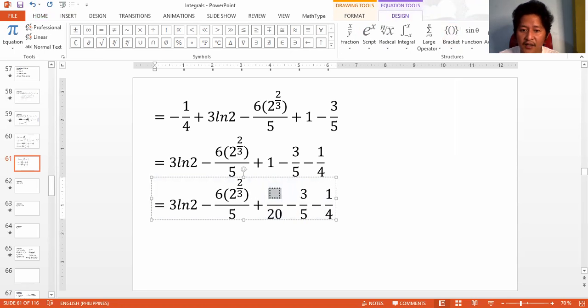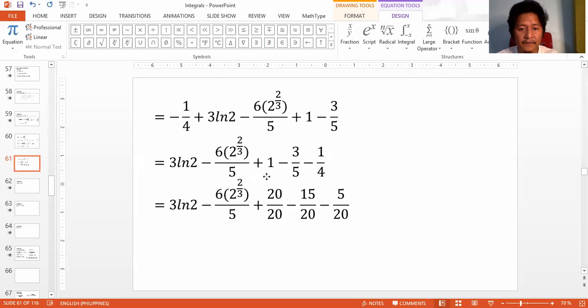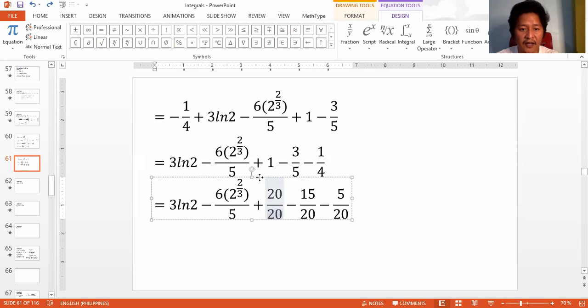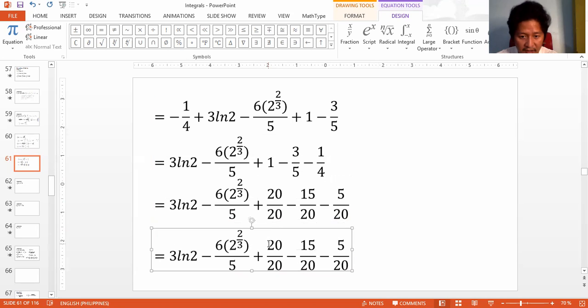So para maging 1 yan, 20 din ito, di ba? So if I make this 20, what will happen to the numerator? Divide natin ito by 5, multiply natin ito ng 3, so this becomes 15. Ito naman, we divide this by 4 and times, that would be 5 times 1, so that would be 5. Okay. Ayan, pwede na tayong mag-simplify ng fraction.